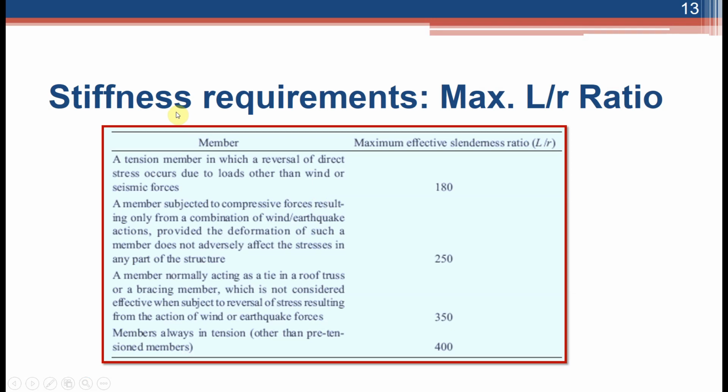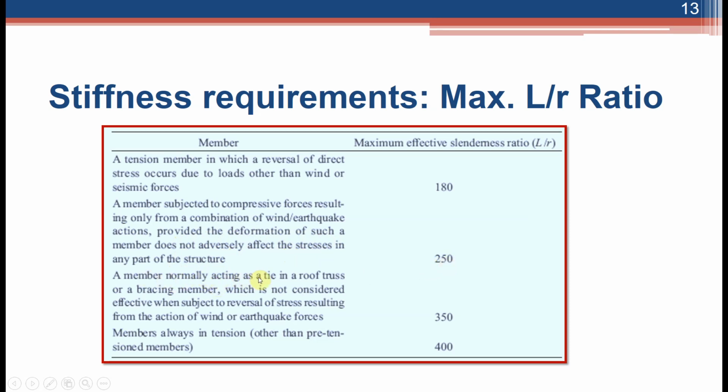Stiffness. So what are the different stiffness requirements? Maximum length to radius of gyration ratio, L/r ratio. For a tension member in which reversal of direction occurs due to loads other than wind, the maximum slenderness ratio is 180. For a member subjected to compressive forces resulting only from a combination of wind or earthquake actions, provided the deformation of such a member does not adversely affect the stresses in any part of the structure, the maximum L/r is 250.